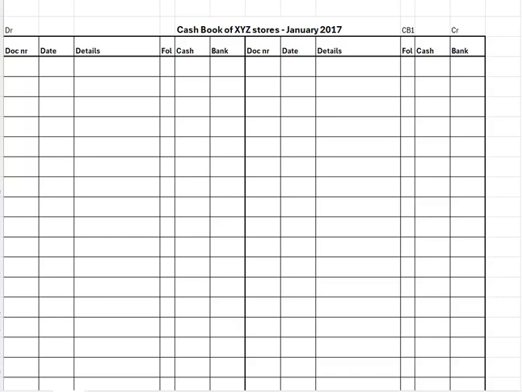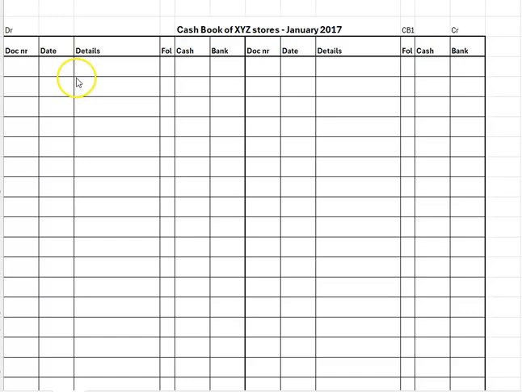So we've learned about source documents, which are the proof of payments, the receipts, the invoices, the cash register rolls, the deposit slips, and so forth. We as accountants use these documents in order to fill in our cash book.